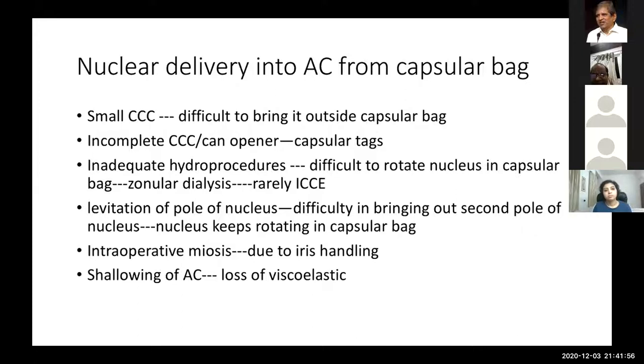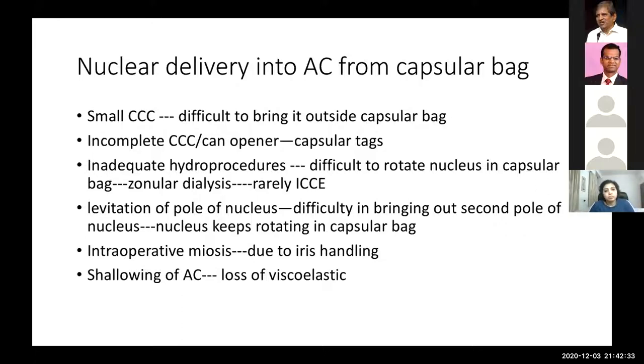The third important thing is most of them don't do a proper hydrodissection procedure. Sometimes it might not be complete. There are particular signs which one has to notice to tell that the hydrodissection is proper. That is what we usually teach them. One is, if the cataract is immature, you can see the fluid wave which goes beneath the nucleus. Second, there will be a slight shallowing of the anterior chamber. And third, the nucleus will rotate.